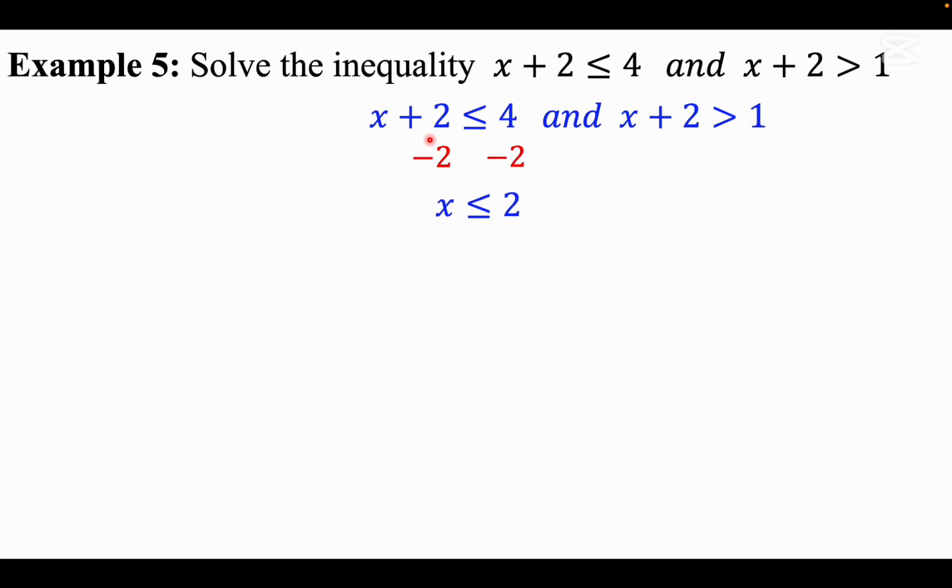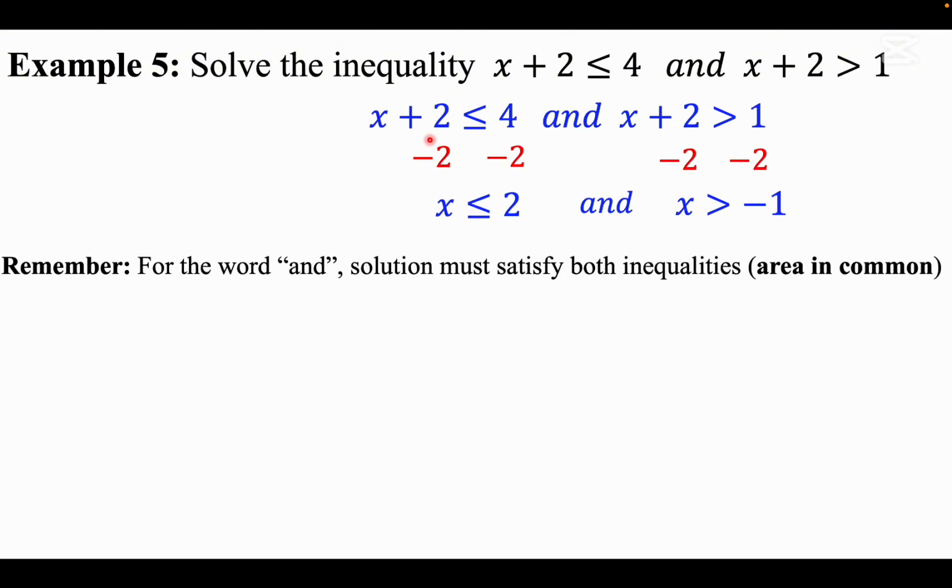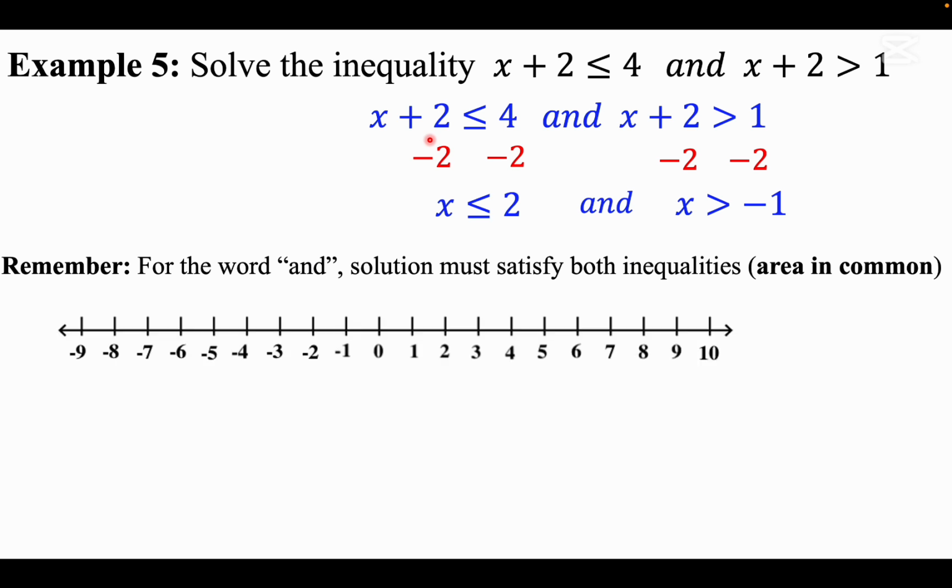And if I look on the right side, we can subtract 2, x is greater than negative 1. So one says greater than negative 1, the other one says less than or equal to 2. Well, for the word and, the solution should be the intersection area, right? It's the area where they intersect or overlap. So let's go ahead and graph those.